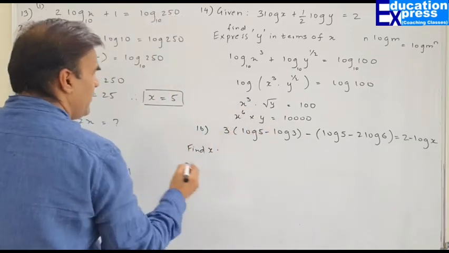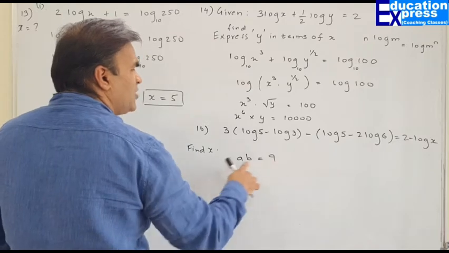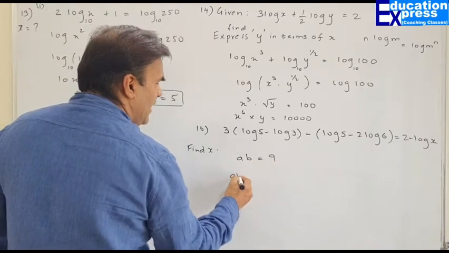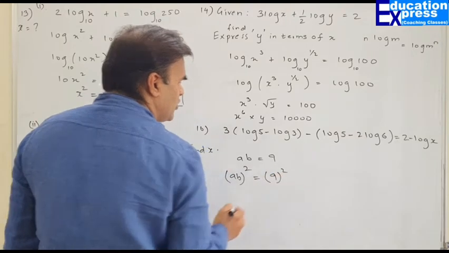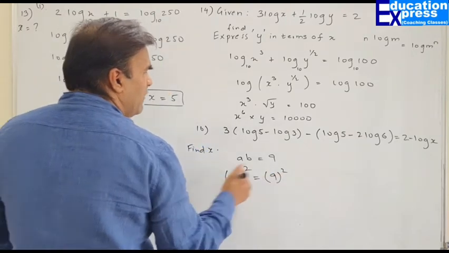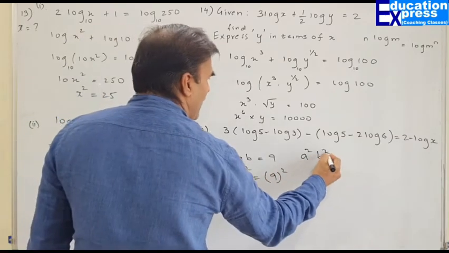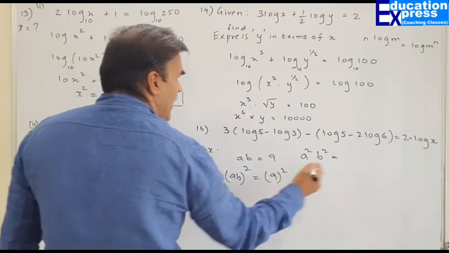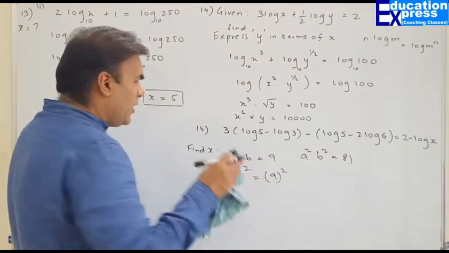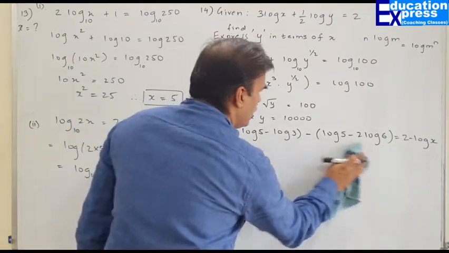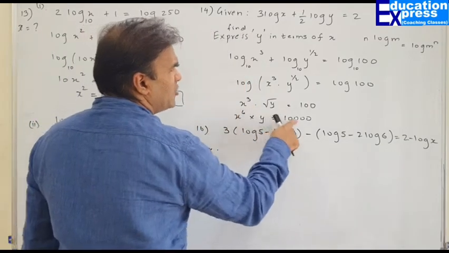Of course, yes. If I have AB equals 9, and if I want to take square on both the sides, it will be AB the whole square equals 9 the whole square. What will be the square of A? A square. What will be the square of B? B square. What will be the square of 9? 81. That's how, because we were having two variables, a product of two variables, we have taken square, square, square.